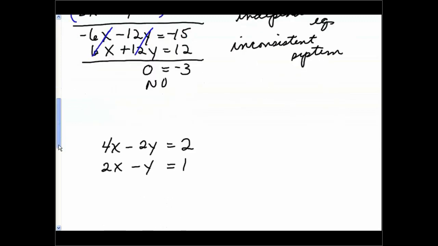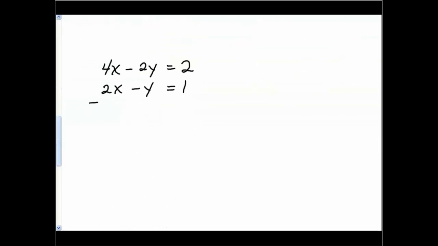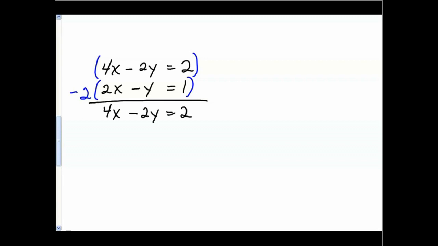Last example. Again, we need to eliminate one of the variables. So let's try eliminating the y variable this time. We don't need to multiply the first equation by anything, but we can multiply the second equation by, let's say, negative 2. So the first equation remains the same, 4x minus 2y equals 2. The second equation becomes negative 4x plus 2y equals negative 2.